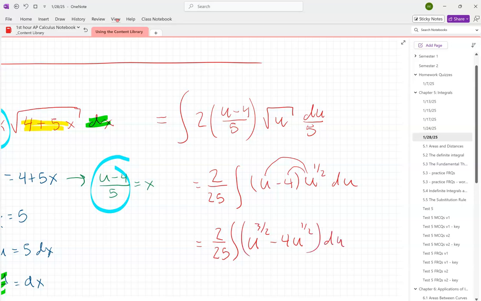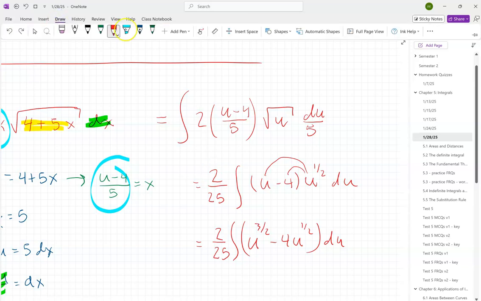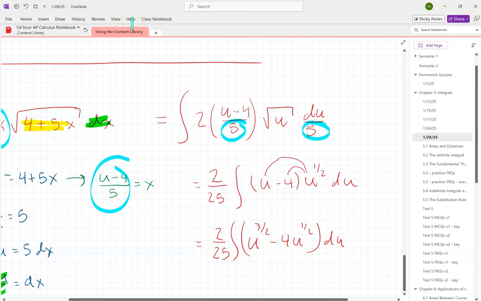Did you lose that 2? Did I lose that 2? No. So this 2 is that 2, right? I just pulled it out front of the integral. So when I multiply fractions, I multiply the denominators together, that's the 25. Multiply the numerators together, that's the 2. And since it's a constant, I can just pull it out front of the integral and ignore it. It's just going to ride shotgun here the rest of the way, but I'm not going to touch it again. So far, so good?